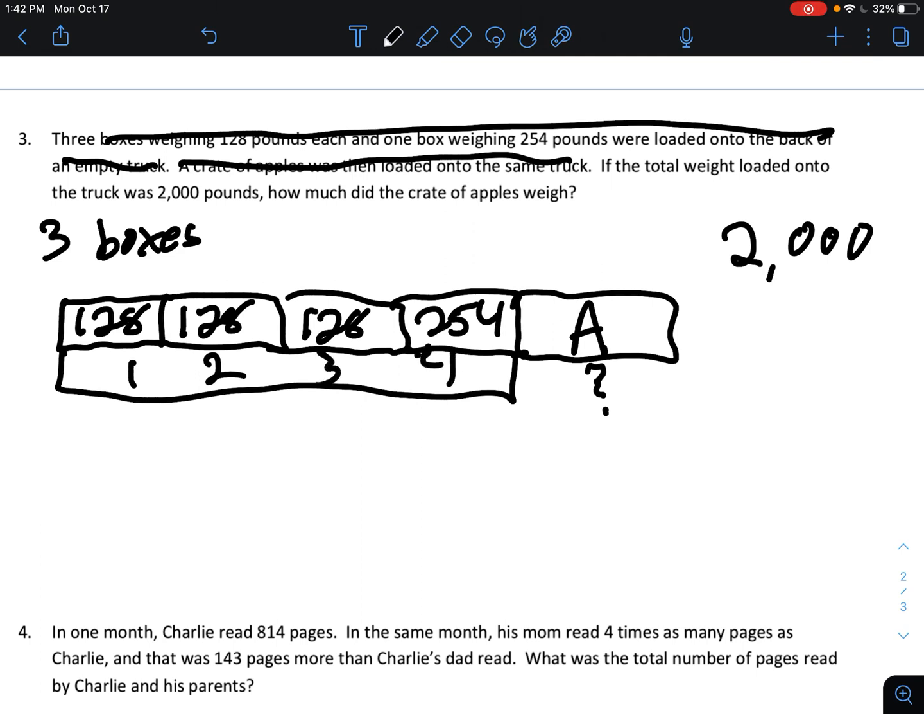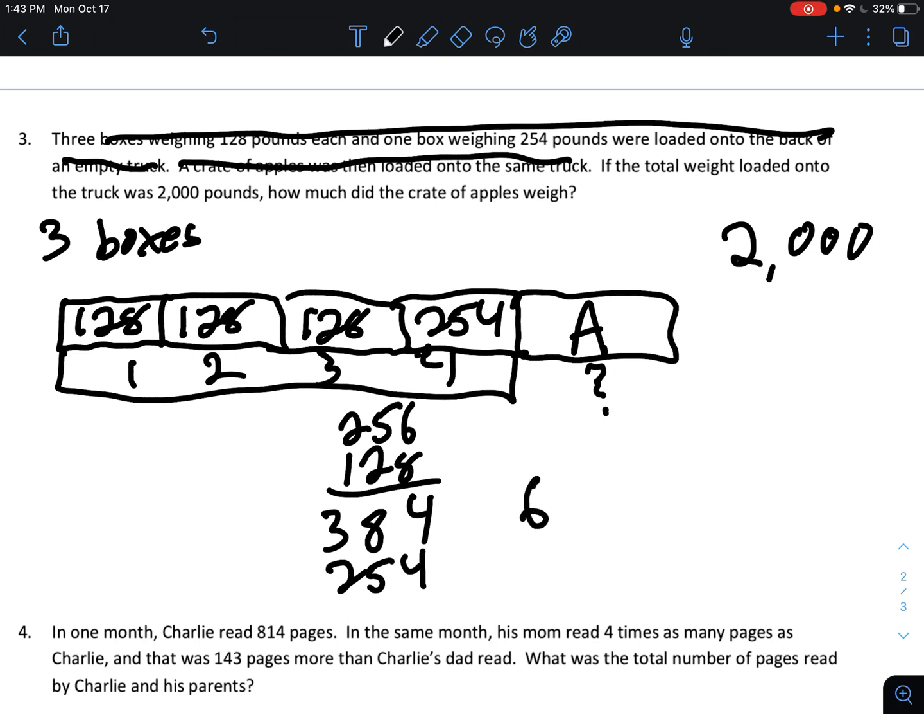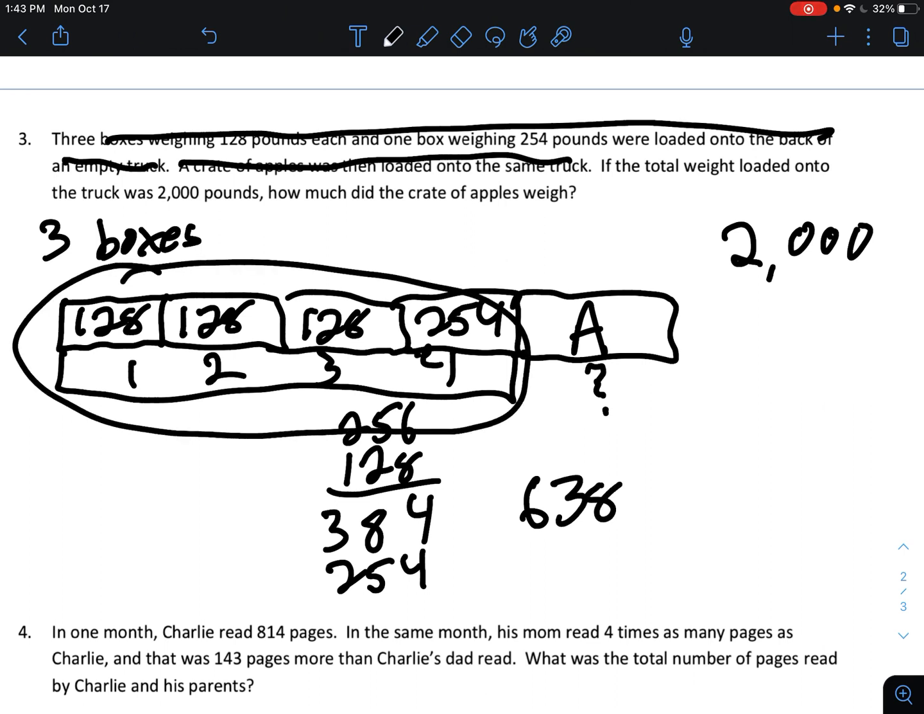Okay, so 128 and 128, that's 256. And another 128 should be 384 plus 254. That should be 638. So that's the total for this amount. And then hopefully you realized you would subtract that from the overall weight that was on the truck to figure out the apples.